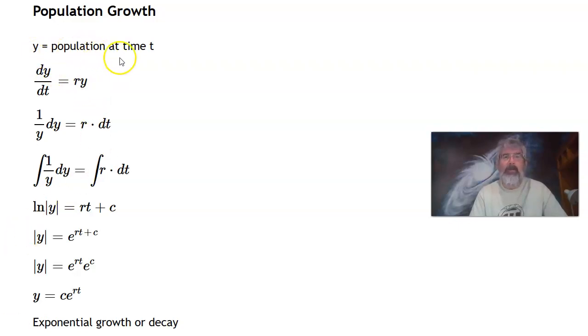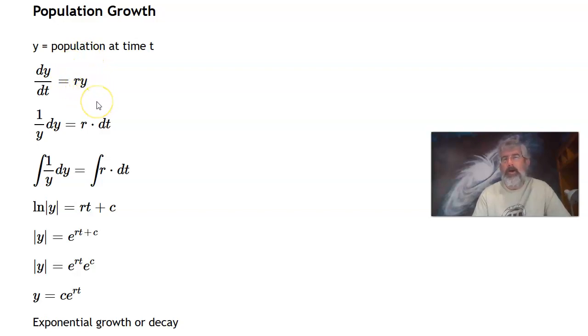So I'm going to let y equal the population at time t. And let's assume that the rate of change in the population is just some constant times the population. Now that constant would be essentially a combination of birth rate and death rate. So if 3% of your population is being born and 2% of your population is dying, then the difference would be 1% growth or something like that.